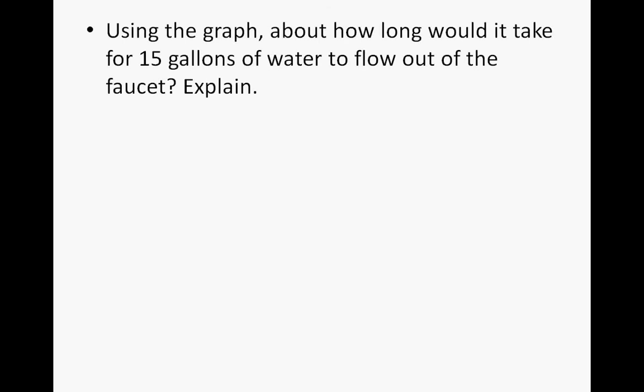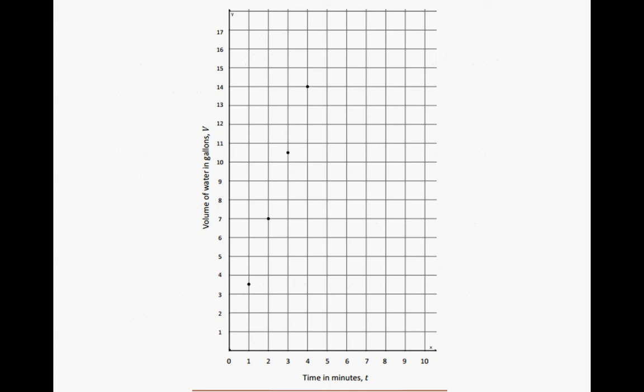So using the graph, about how long would it take for 15 gallons of water to flow out of the faucet? So let's go back to our graph. If we go up the y-axis to 15 and across to where this would meet, we notice that it would be greater than 4 minutes, but less than 5 minutes. So it's going to be somewhere between 4 and possibly 7 minutes.